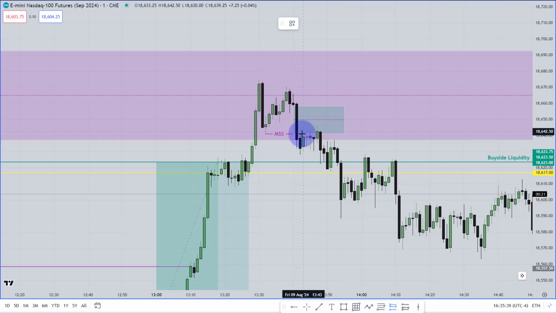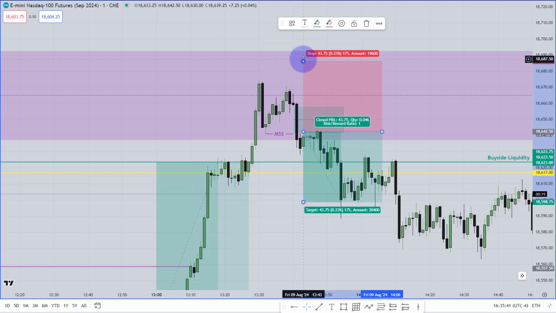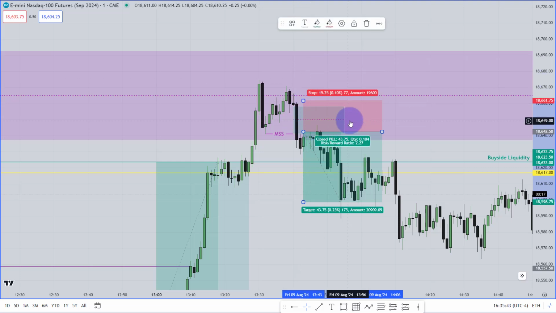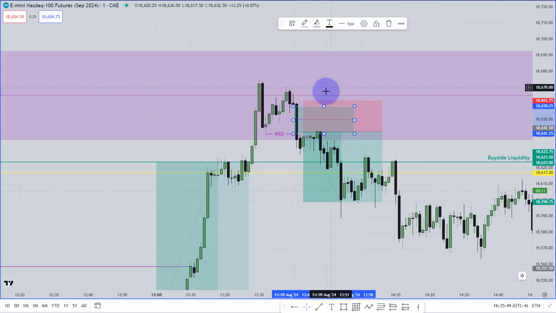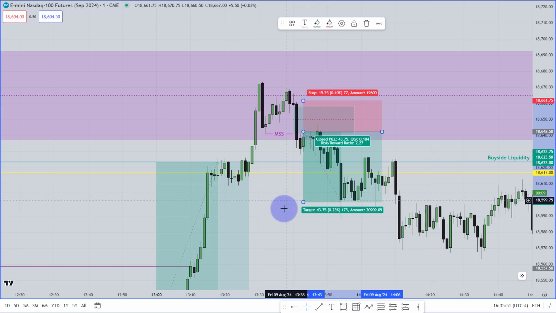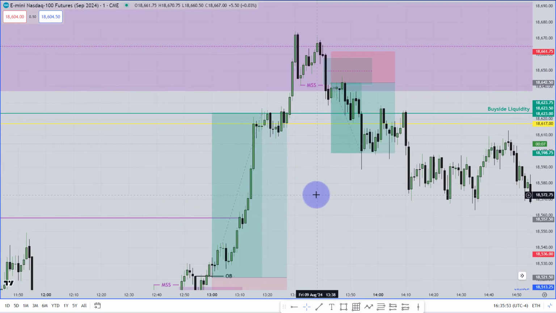So let me mark it. Take your sell over there, put your stop loss above the candle which has built this bearish fair value gap. This candle, put your stop loss above that one, 1900. Still, it is bearable. How far can it go? I'm going to hold my trade.